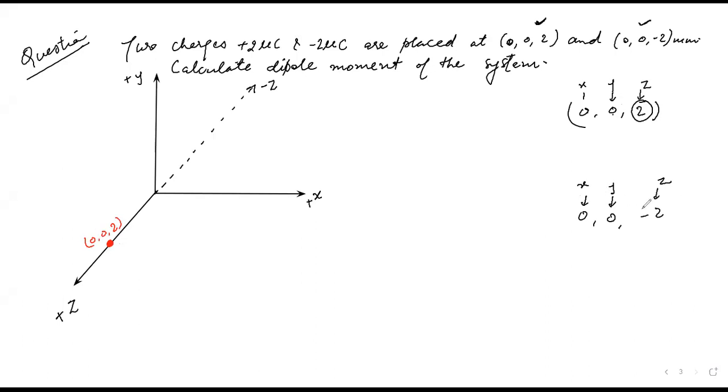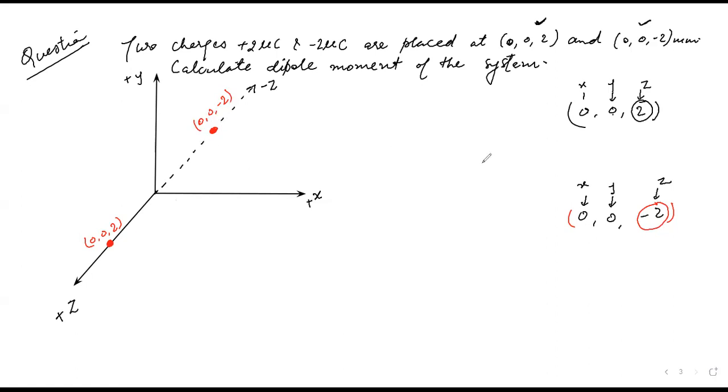Now, where does this other coordinate lie? This coordinate lies on the minus z-axis because the value of z is negative. So it will be at this position. It is (0, 0, minus 2). Are you clear or not? All of you are clear or not?